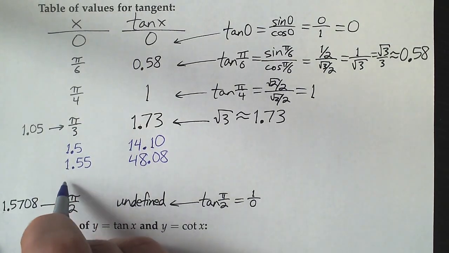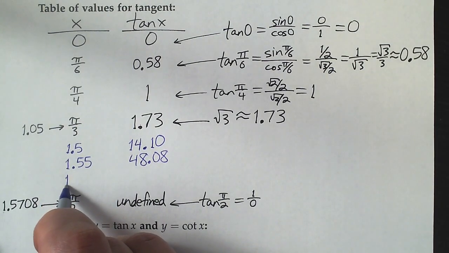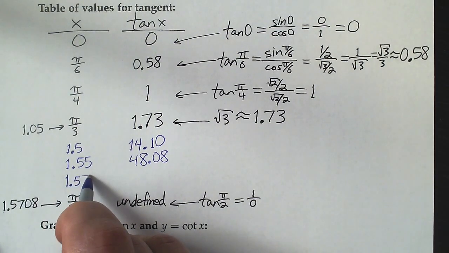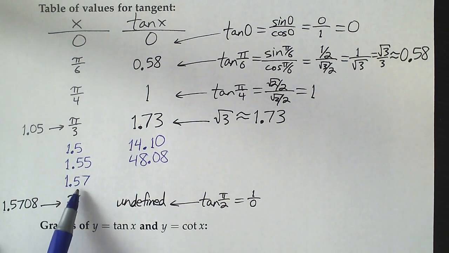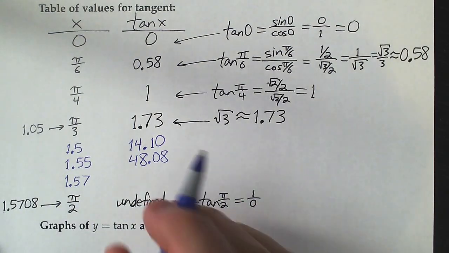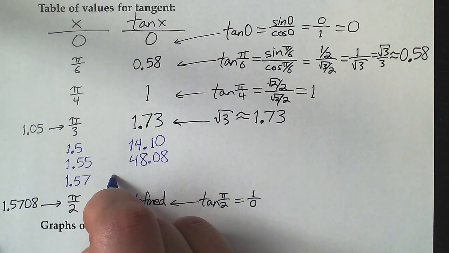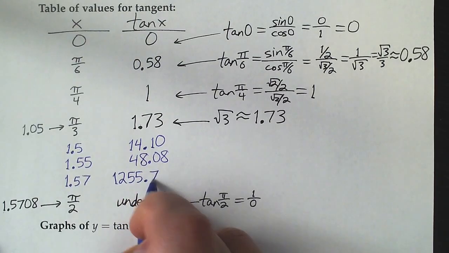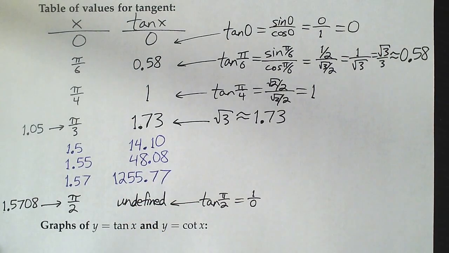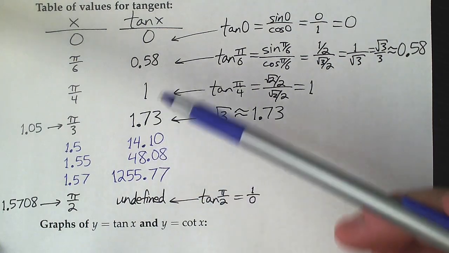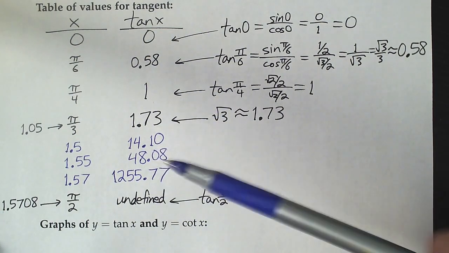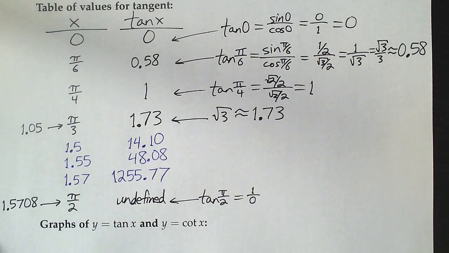1.5708. So I want to get close to that and see what's happening when this thing becomes undefined. What's happening near there? So I did 1.57. I'm really close to that. And my calculator told me 1,255.77. So on these values, I think we're growing larger and larger, and then it's undefined. Let's move to the bottom of the page and draw some of this.